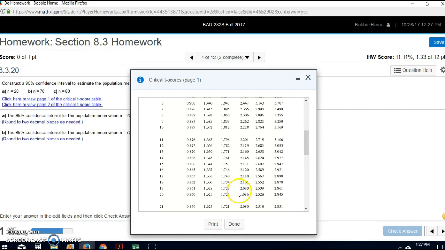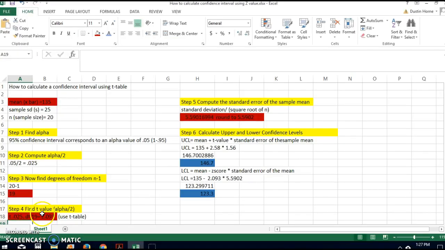So 2.093 is our T value, our critical value. So that's how I got 2.093. Now I had to know what my confidence interval was and my degrees of freedom. Then compute the standard error of the sample mean.